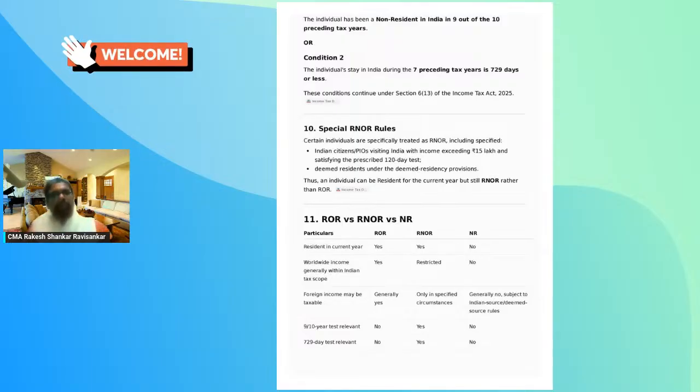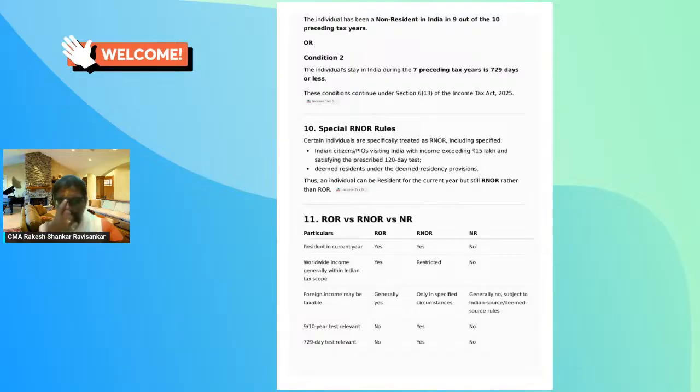So what we do is we just check for basic conditions, and if the basic condition is satisfied, you become a resident. If the basic condition is not satisfied, then automatically you become a non-resident. So when the assessee is declared as a resident, you check whether he is an ordinary resident or a not ordinarily resident, where we will have the special provision of this 15 lakhs and that 120 days test.